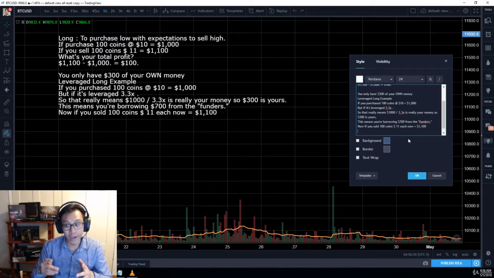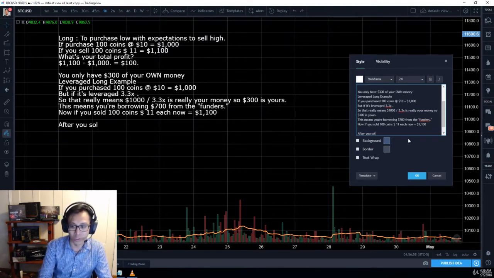So you guys have $300 of your own money, and now you have borrowed $700 because your $300 is now leveraged 3.3 times. So if you sold 100 coins at $11 each now, that would actually be $1,100 total that you now have, right? So that's the total that you have after sale. So after you sold it, you have $1,100, right? But you did borrow $700, right?